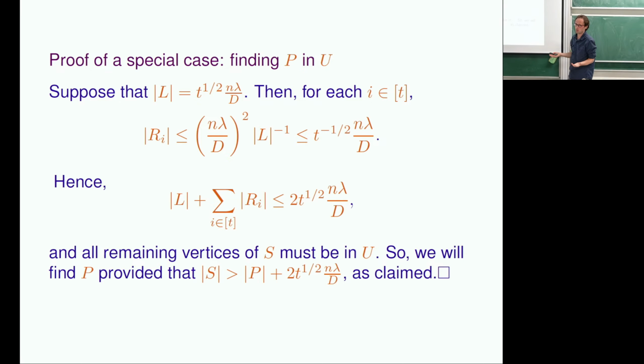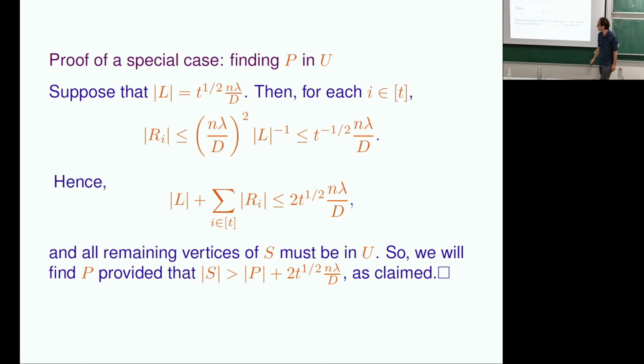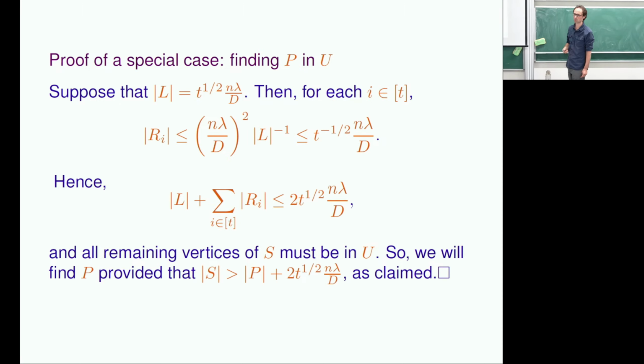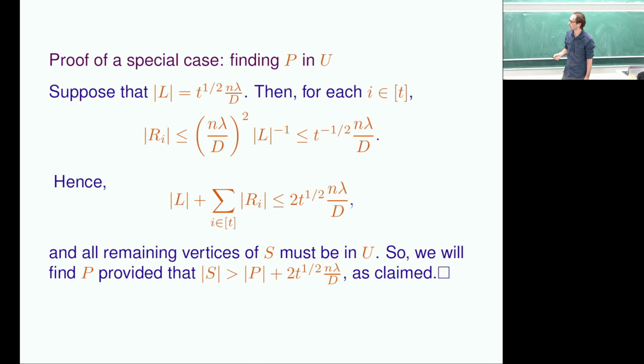And that means that any vertices that are left over have to be in U. And so if the size of P is less than S minus this particular 2 times root t times n lambda over d, then we had to find it at some point. Just this simple proof already gives a big improvement over the previous work of Bennett. The graph theory proof is more complicated, but it's still using, yeah, that's it.